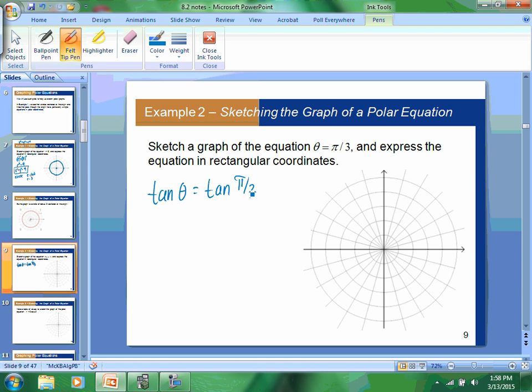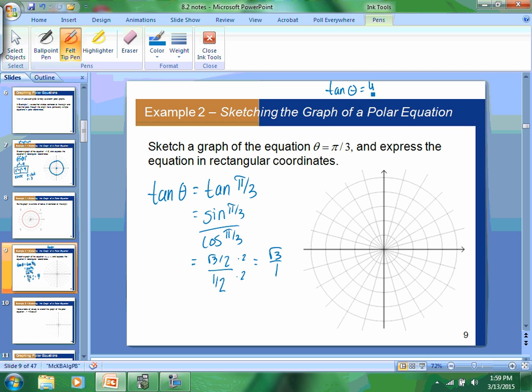So then tangent of pi over 3 is going to be the sine over cosine of pi over 3. So sine of pi over 3 and then cosine of pi over 3. Sine of pi over 3 is going to be square root 3 over 2. Cosine is going to be 1/2. And then if I multiply by the reciprocal, which is 2, I end up getting the square root of 3 over 1.